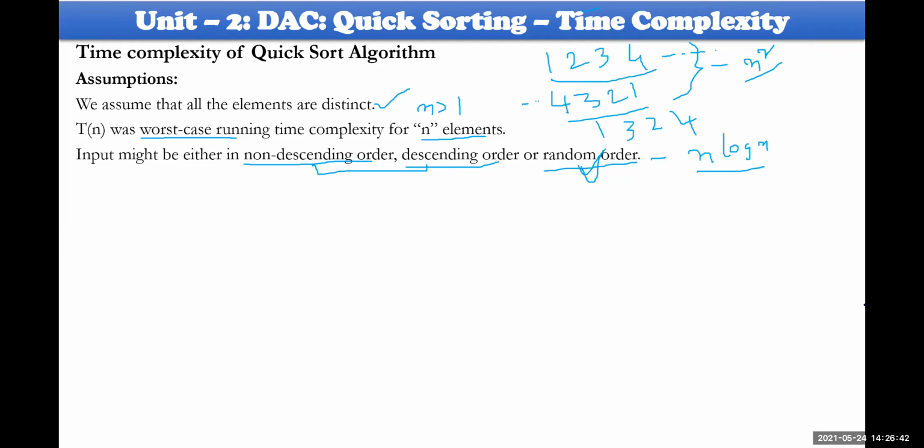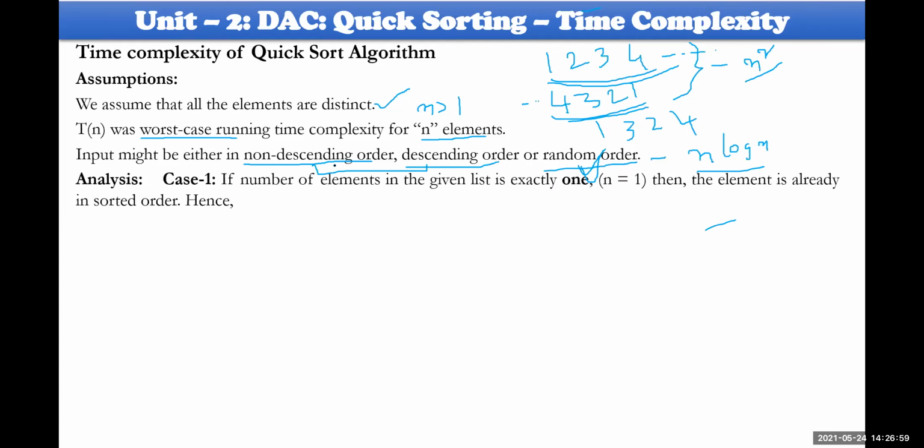But in academic applications, while you are learning something, obviously, you may give input something like this, or you may give input something like this. Okay. However, whatever it may be, let us go ahead. Case one. Here we have three cases. Case one is n equal to a single element. Case two is n greater than one with the random order. Case three is n greater than one with either ascending order or descending order. Three cases are there. Okay, let us evaluate these cases.